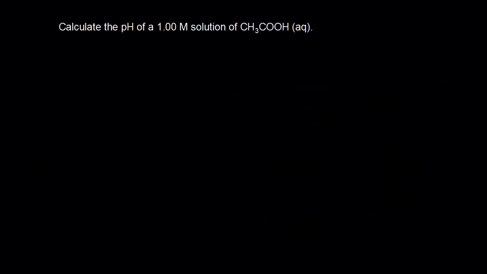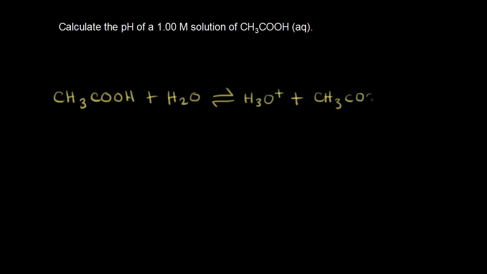The problem asks us to calculate the pH of a 1 molar solution of vinegar, which is acetic acid in water. So let's start by writing our acid-base reaction. So we have acetic acid, CH3COOH, plus water, and if acetic acid donates a proton to water, water would turn into H3O+, the hydronium ion, and we would also get the acetate anion, CH3COO-, the conjugate base to acetic acid.